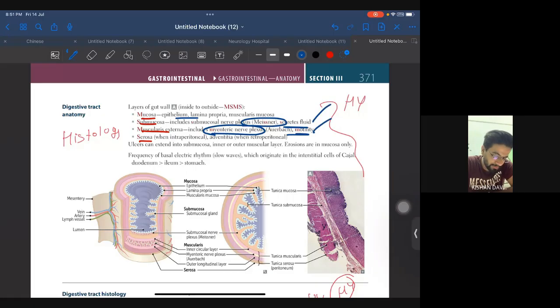Serosa, adventitia. So serosa when intraperitoneal, adventitia when retroperitoneal. Retroperitoneal, we saw the organs that you need to remember the mnemonic.